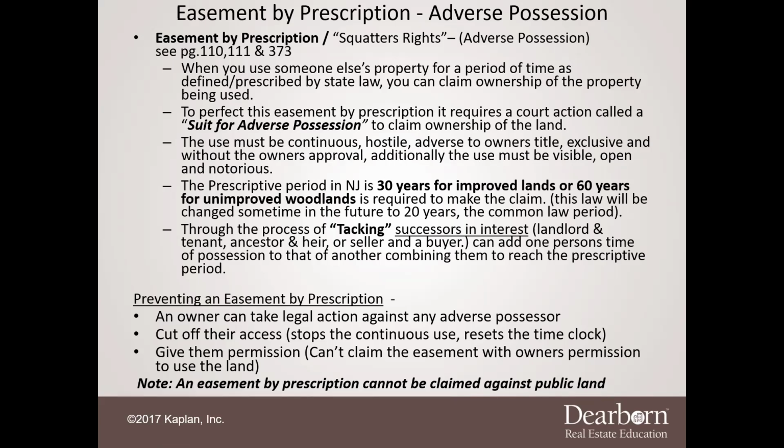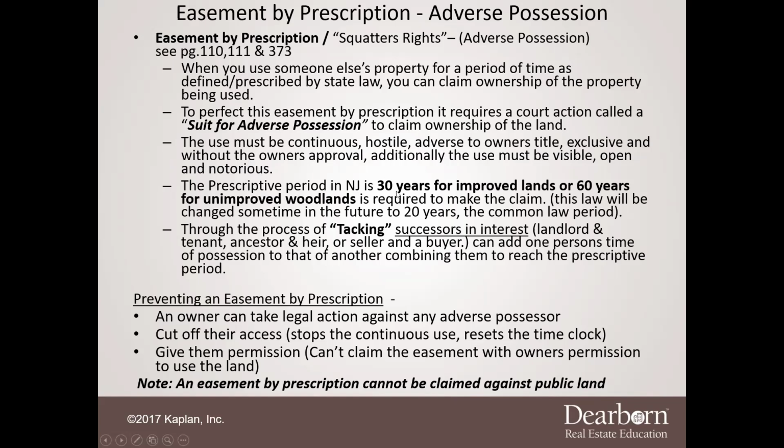So you need to know how to get out of or how to cancel an easement by prescription, or what wouldn't qualify for an easement by prescription. They give you some kind of a question on the exam about that. So that use must be continuous, hostile, adverse to the owner's title, exclusive, and without the owner's approval. Additionally, the use has to be visible, open, and notorious. So if you're using somebody's property and they gave you permission to, you can't claim ownership on it later.